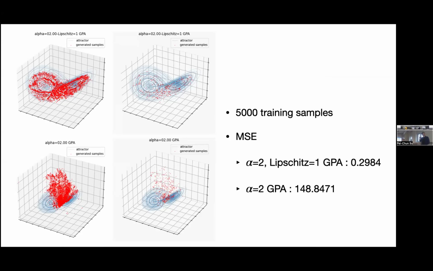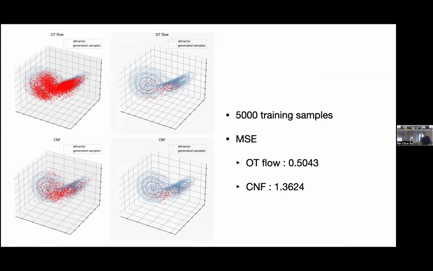Another generative model based on these Lipschitz regularized alpha divergences is the gradient flow-based method. Again, the first row is with Lipschitz regularization, and you are closer to the attractor. If we remove the Lipschitz regularization, it almost blows up. Also, the error is significantly smaller than the one without Lipschitz.